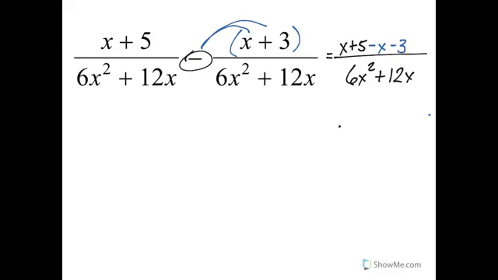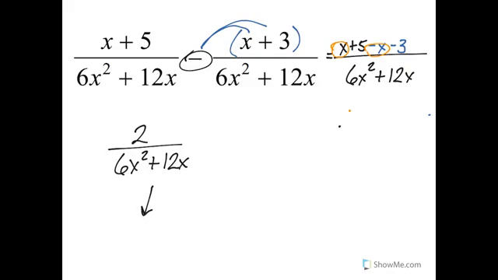So I'm going to combine my like terms. I see the x's are going to eliminate one another. And my 5 minus 3 is 2. All right, I have forgotten something, but it's okay because I have not canceled the denominator. I need to keep in mind that my denominator cannot be equal to 0.